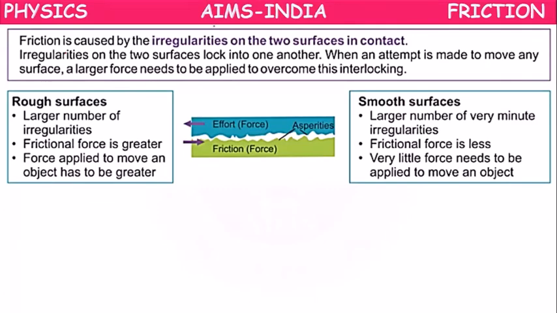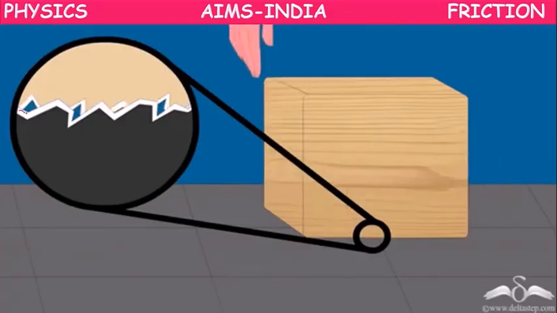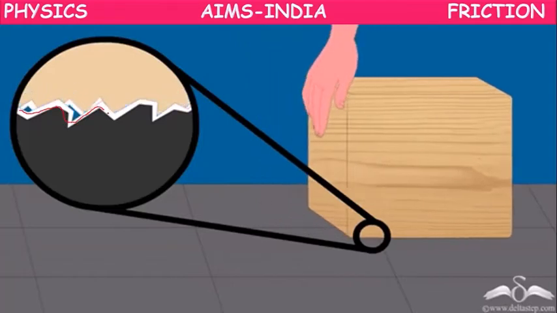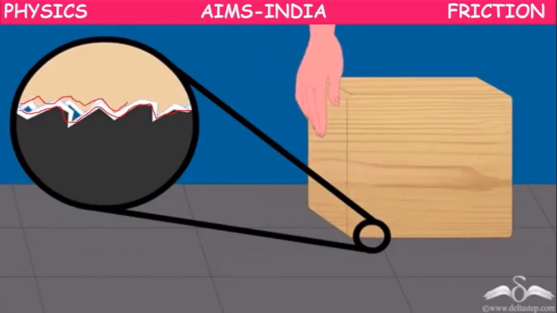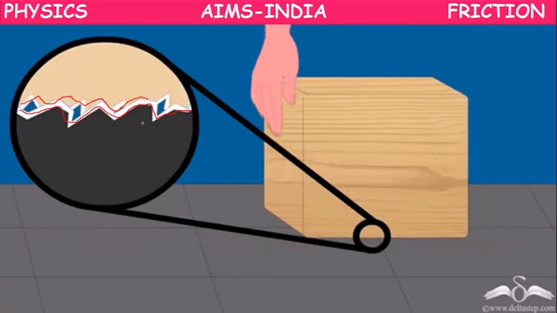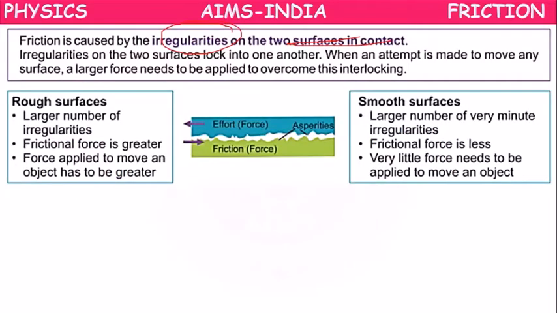So friction is caused by irregularities on the two surfaces in contact. Like this, these are the irregularities of the floor, and these are the blue color irregularities of the block. Irregularities of the floor are different, irregularities of the block are different. So these two irregularities lock into one another.